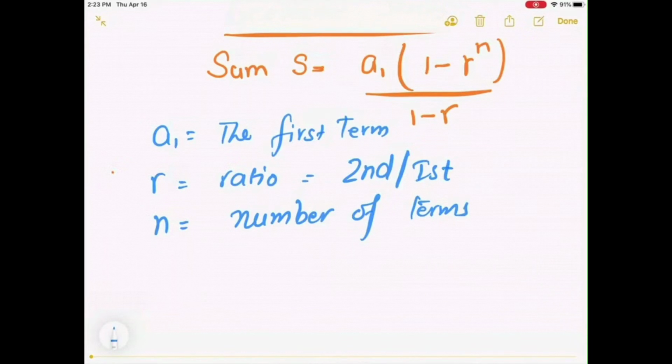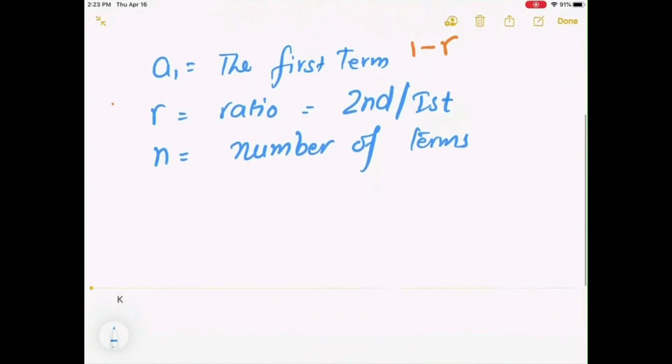But keep in mind, anytime any variable is missing, you could always go back to the explicit rule and solve for that, and then plug everything into the sum equation. So let me show you the first example.